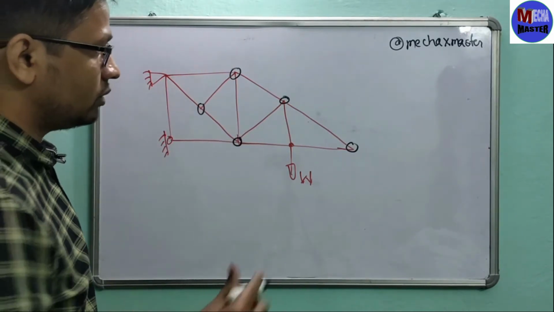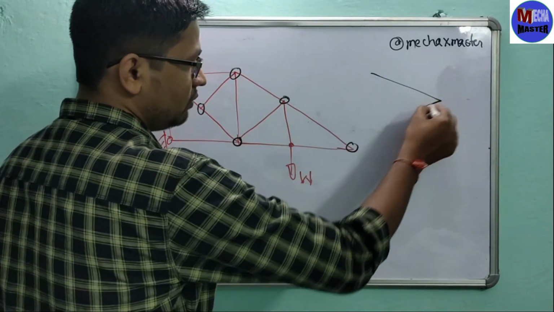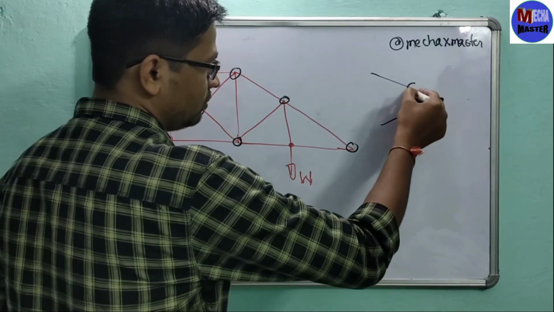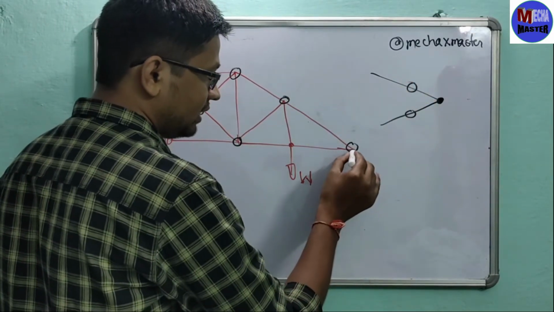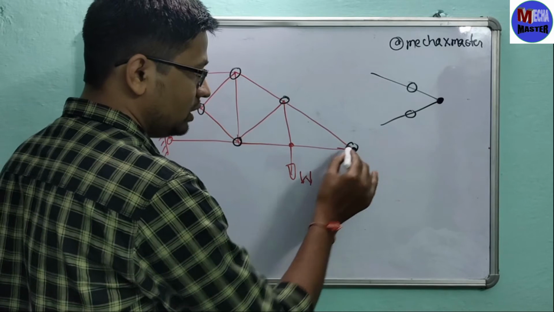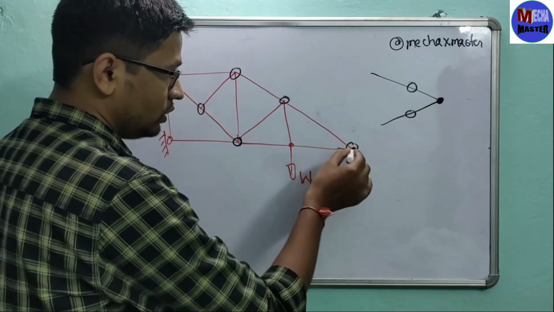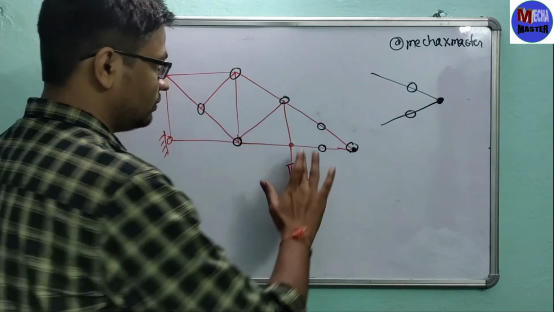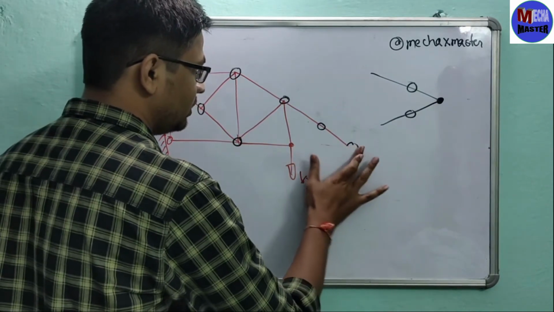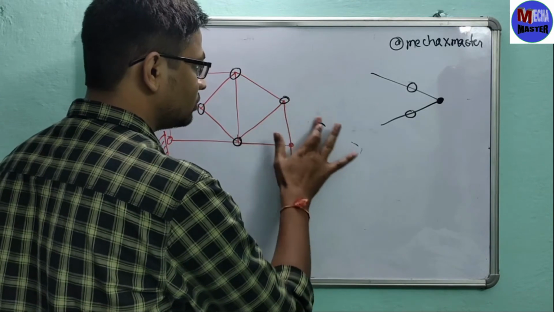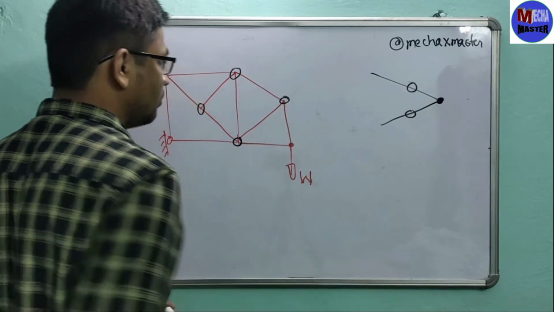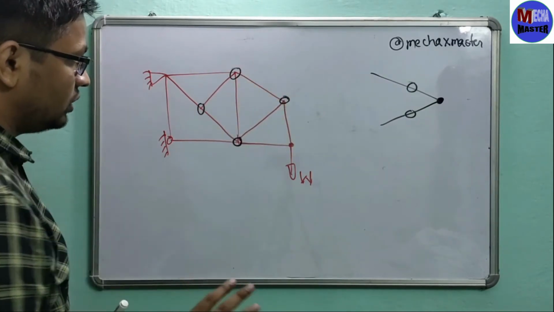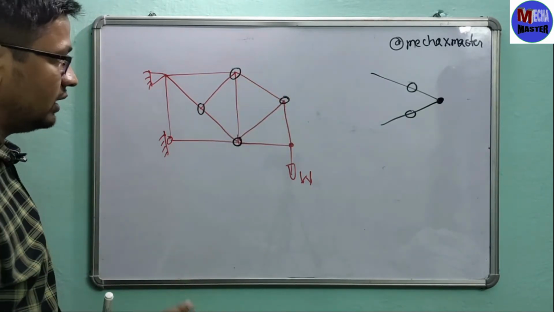So the second rule is that if there are 2 links connected to the joint, and at this joint there is no external force, both the members will be zero force members. So you can easily see that at this joint there is no external force, so both the members will be zero force members and you can eliminate this. I am going to eliminate this. Okay. Now other joints are not covered in our criteria.